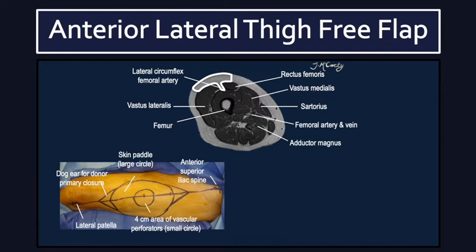The large circle shows the skin paddle, and the dog ear defects are used to ensure a primary closure. No skin graft is necessary for these defects. This portion of the body doesn't get as much sun as, say, the arm, and so it offers a good color match for repair of facial or scalp defects.